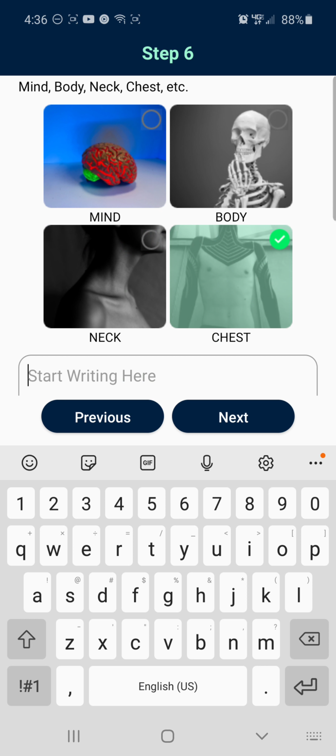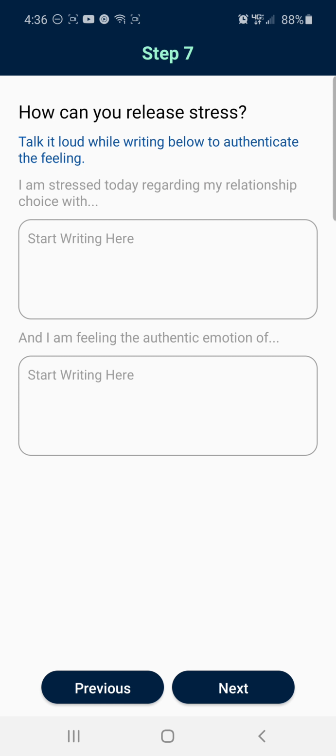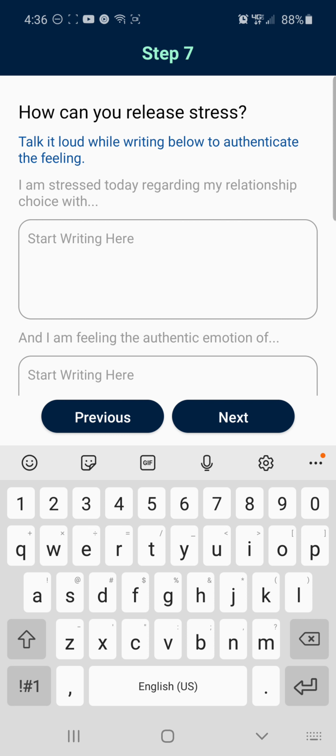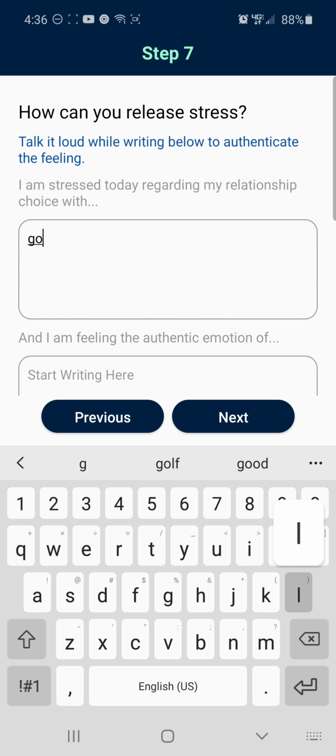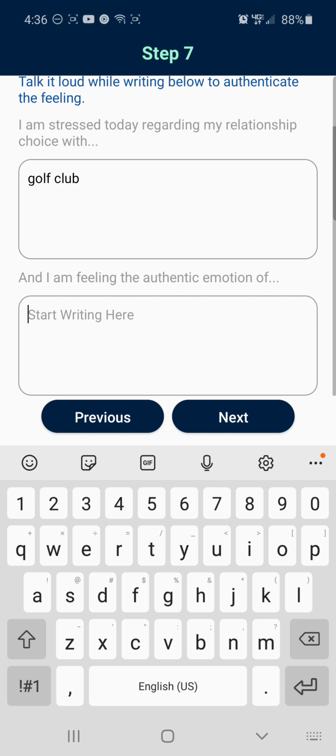We can talk or write in the app. Let's say, for example, he wants to type it out right here. We can talk it to write it. Let's say he types it out: I like to write things out because it makes me think calmer. How do you release this stress? So he can talk. He can release it many different ways, but talking and writing out are two different ways to release the stress. So I'm stressed today regarding my relationship choice with my golf club, and the feeling I'm having is grief, and so he's sad about this.